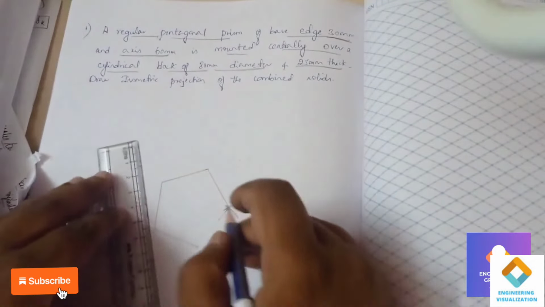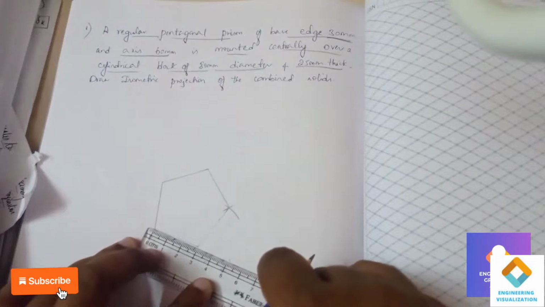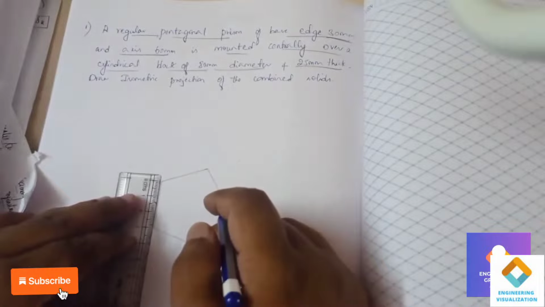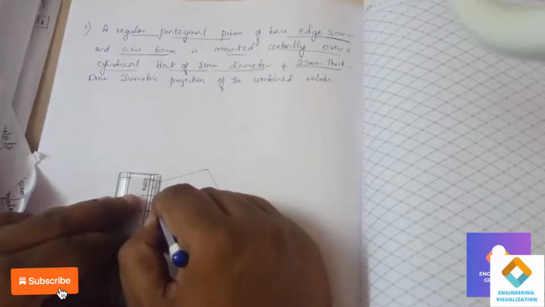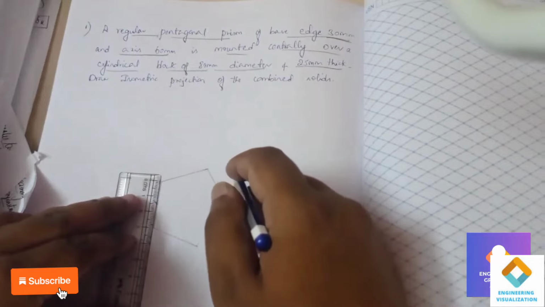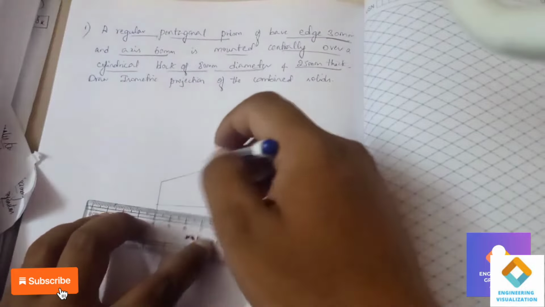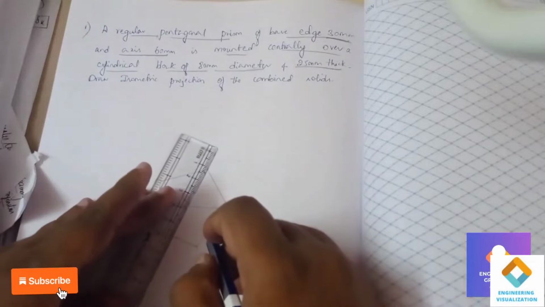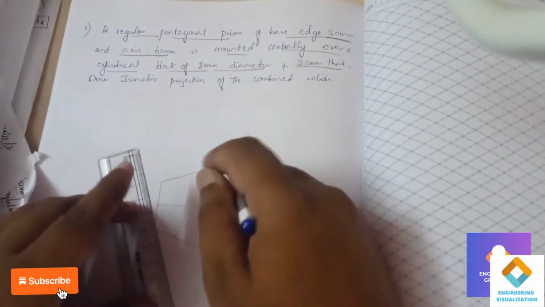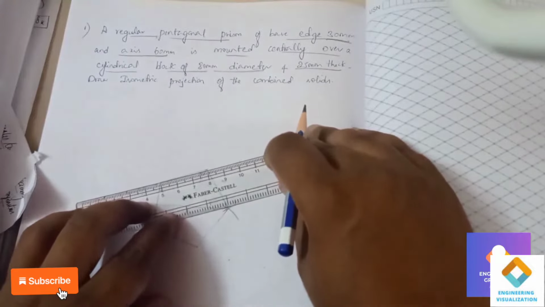Okay, so now to find out the center of this, first I'll be drawing middle points to draw the perpendicular bisectors. I will draw at least 3 perpendicular bisectors, marking the middle points. So this is how you have to draw the perpendicular bisector to find out the center of the pentagon. Here I have drawn 2, so I need one more. So mark the middle point.